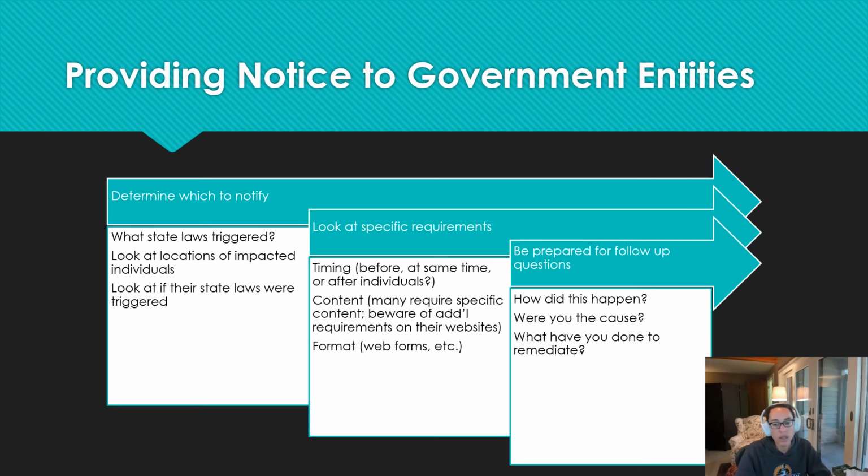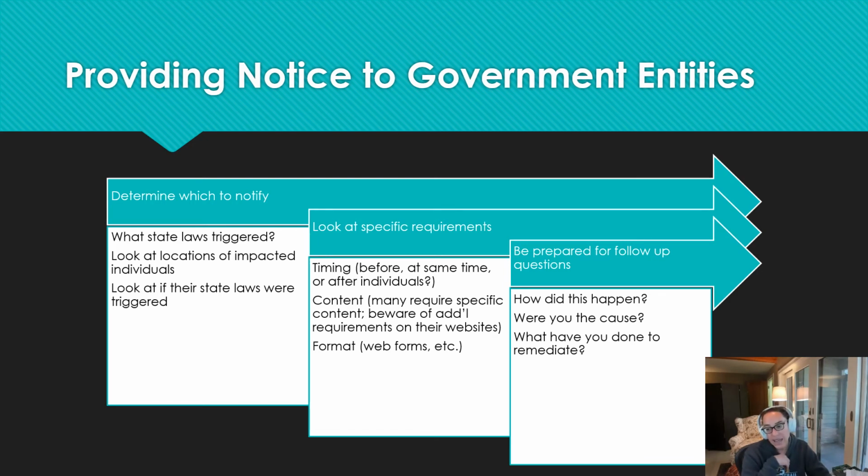Does the state want to receive it by web form, by fax, by letter? What is the format? They might also have a specific online form. In those web formats, there's often more information requested that a company provide than is required under the breach notice laws. So it's important at the beginning to be thinking about that during the investigation so we know what facts we're going to need to gather and we don't scramble at the end.